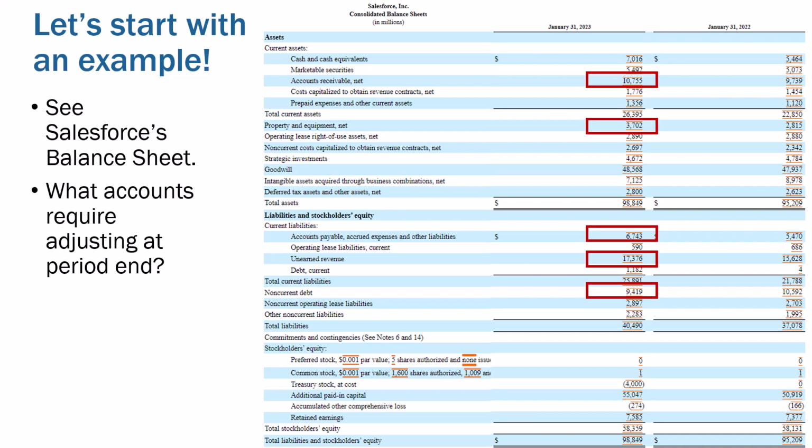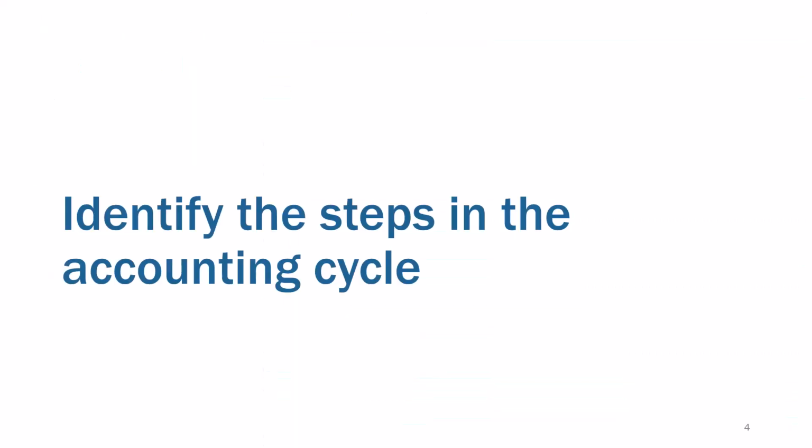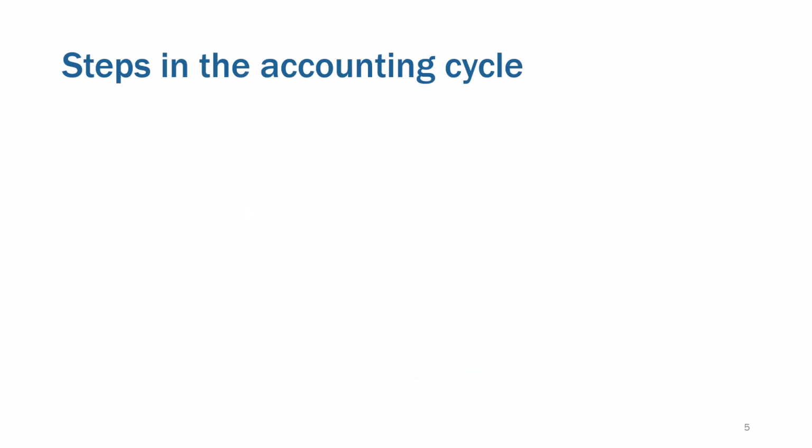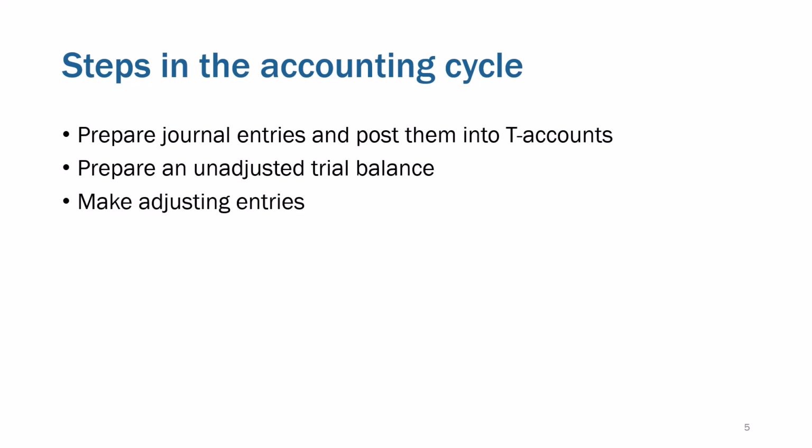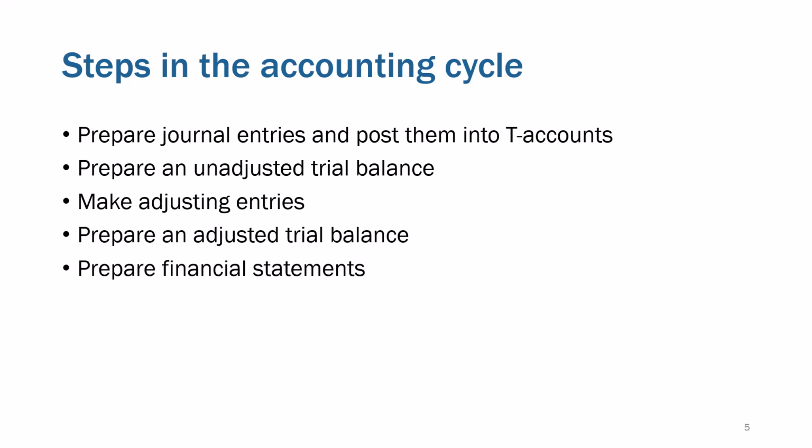to make adjusting entries for. Well, identifying the steps in the accounting cycle here, we're going to start with preparing journal entries and post them into T accounts. If you've been following along through lessons 2 and 3, that was really the focus of those. And then now here in lesson 4, we're going to prepare an unadjusted trial balance. We're going to make adjusting entries, then prepare an adjusted trial balance.